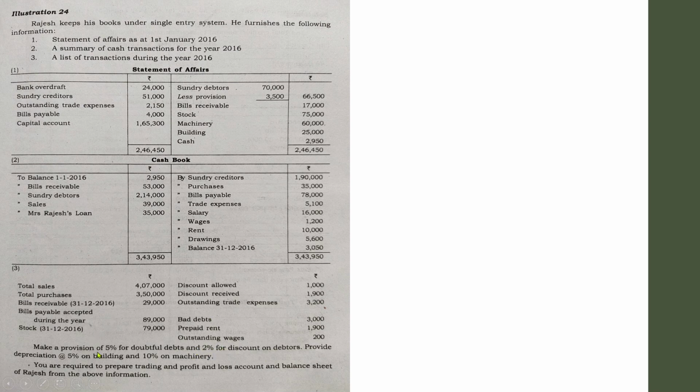So you have to be very careful when dealing with provision for doubtful debts when a percentage is given, followed by a discount on debtors, because discount on debtors can be found out only after finding the correct value of provision. So you have to be very careful. Next one, provide depreciation at 5% on building and 10% on machinery. It is very easy. You are required to prepare the trading and profit and loss account and balance sheet on the basis of the given details. So these are the details given here.